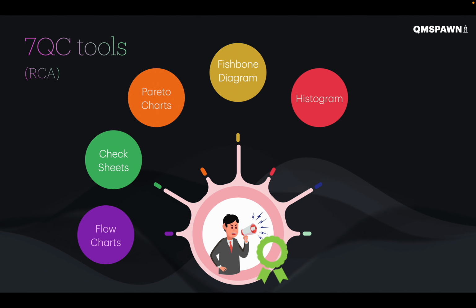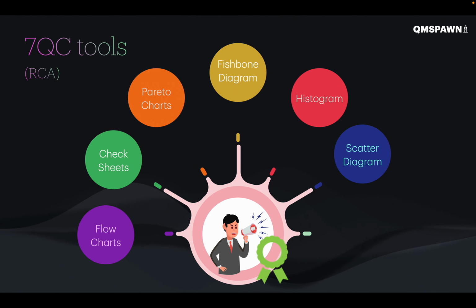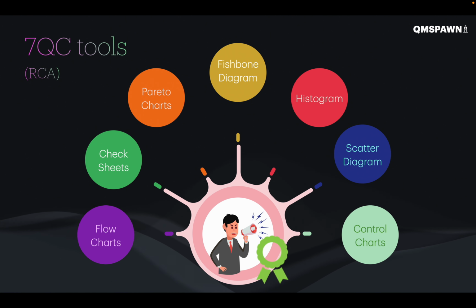Fifth one is the histogram, which is used to display the distribution of data graphically. It helps people to easily identify patterns that are difficult to detect in table and number format. Sixth is the scatter plot. It is a simple visual form of graphical analysis. It's used to analyze the potential relationship between two variables plotted along the x and y axis.